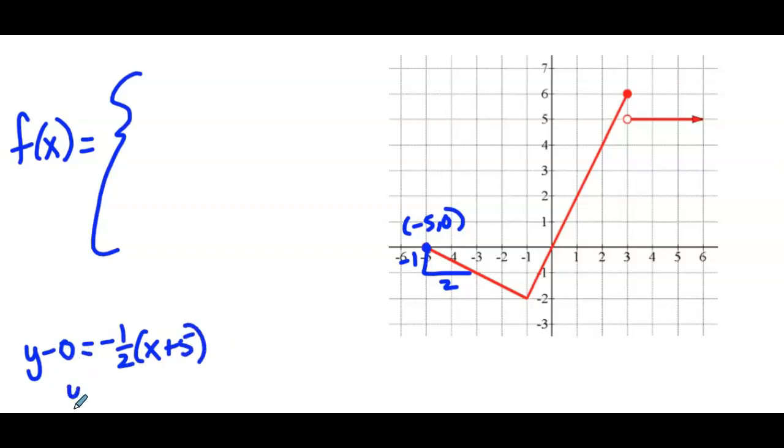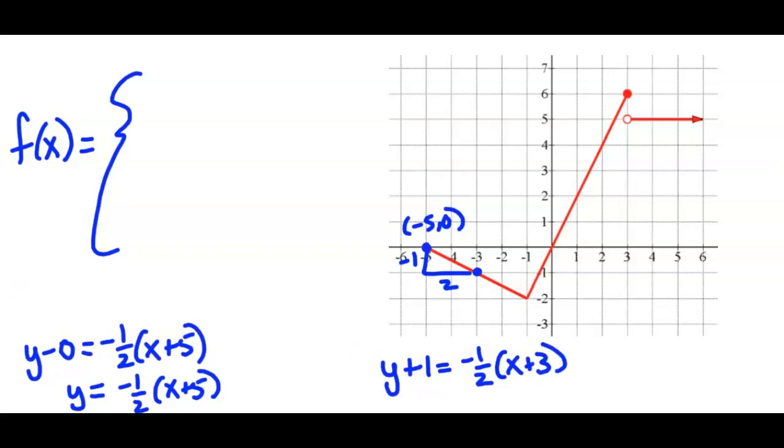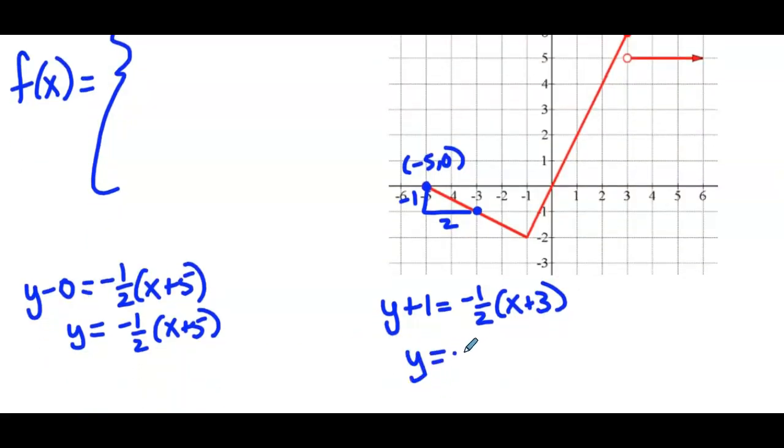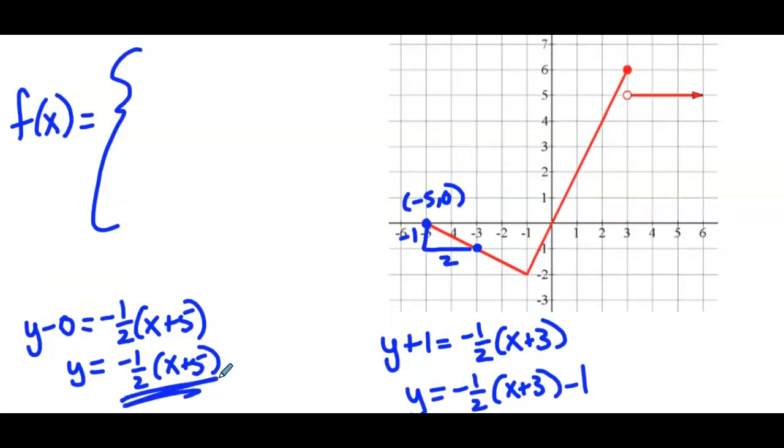Well, the fact that it's y minus 0 is really to our advantage because that's just y equals -1/2 x plus 5. If it wasn't 0, so let's say we use this point just for comparison, we'd have y plus 1 equals -1/2 x plus 3. We'd just have to solve for y. y equals -1/2 x plus 3 minus 1. And we can leave it in this form or we could distribute it out, whichever you prefer. But I'll use this original one that I got because it's nice and simple. So that first piece is -1/2 times x plus 5.